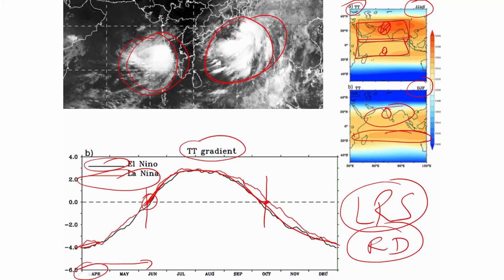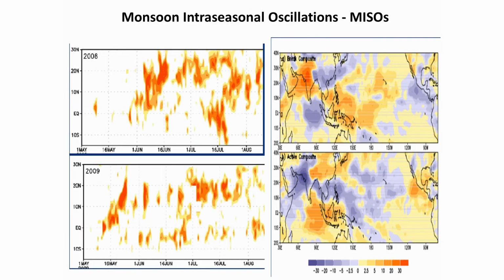So for global warming, it's the same issue. How is the onset changing? How is the withdrawal changing? How is the length of the rainy season changing? And how are the rainy days changing? Intensity, duration, and frequency, right? Those are the kind of things you look for.